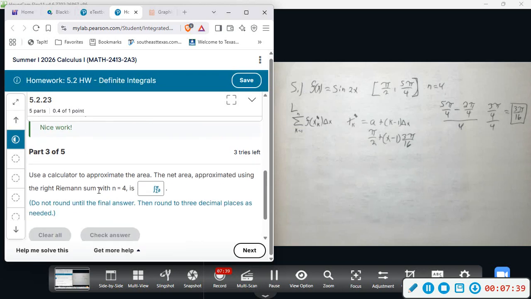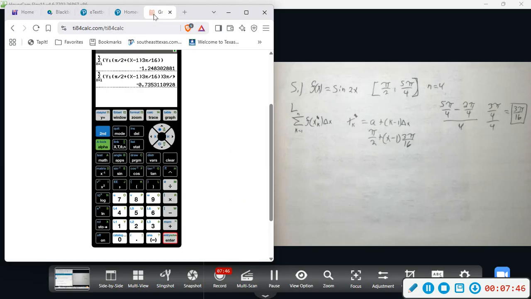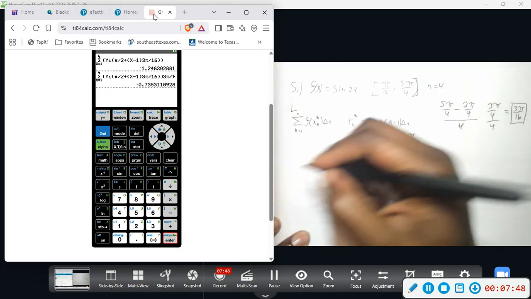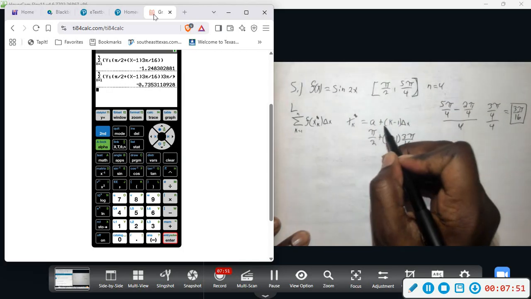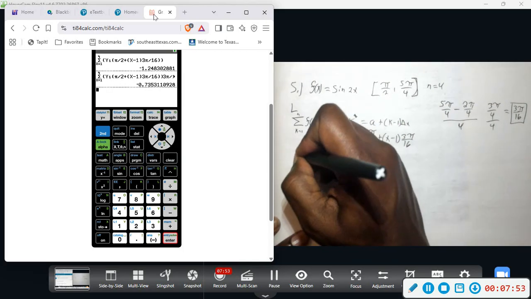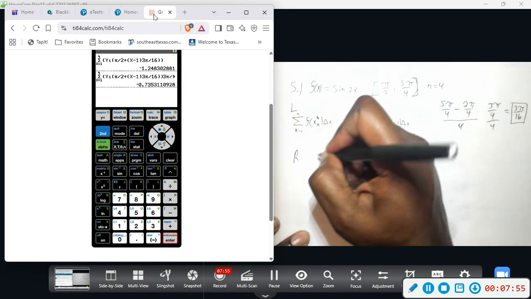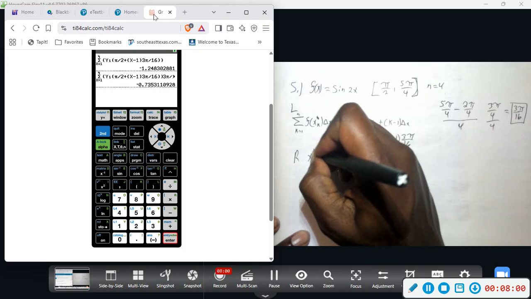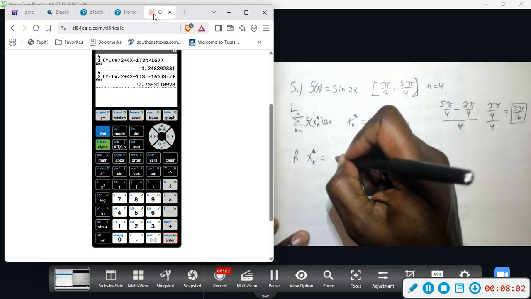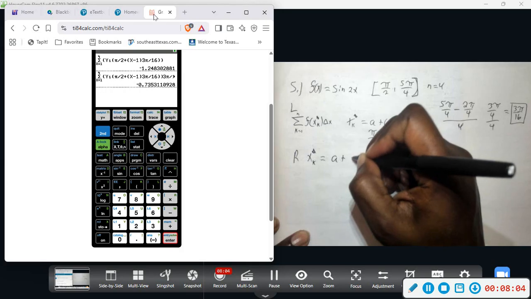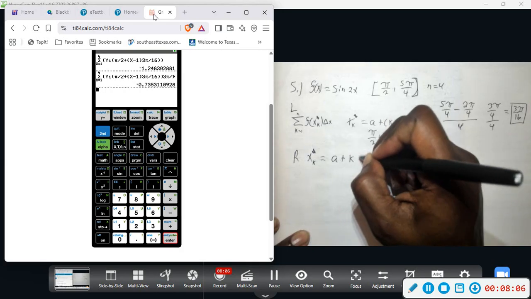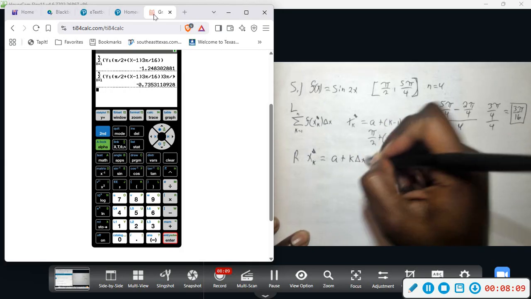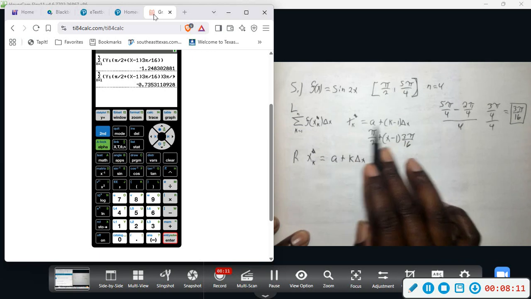All right, now we want to approximate the right Riemann sum. Okay, so again, the right Riemann sum, it's similar. The k in x star is changing, but the basic formula is the same. The x star is equal to a plus k times the change in x. Now, all we're doing is getting rid of the minus 1, only difference.